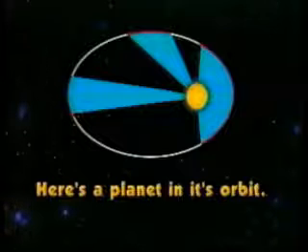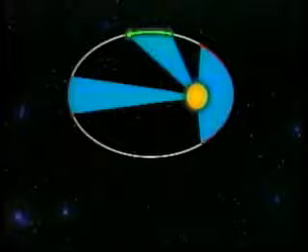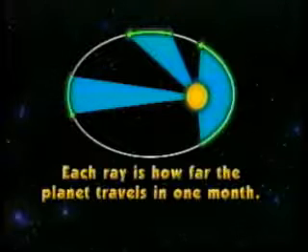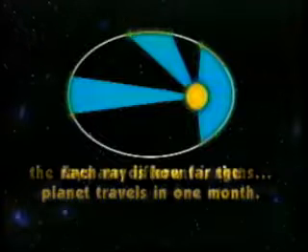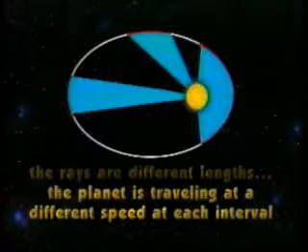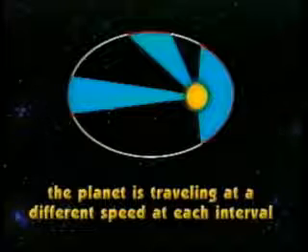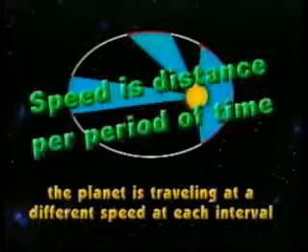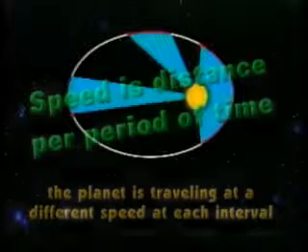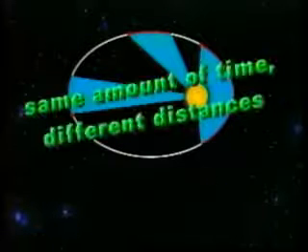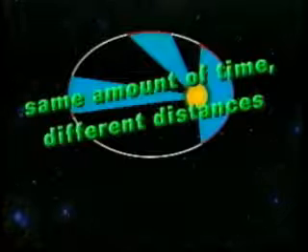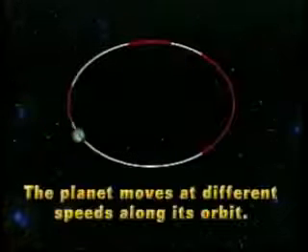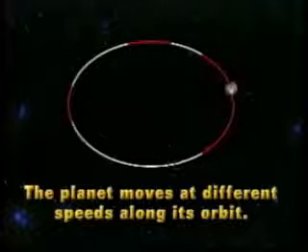Here's a planet in its orbit. We've marked 3 different places on the orbit. Each little ray is how far the planet travels in 1 month. The rays are different lengths, which means the planet is traveling at a different speed at each of those little intervals. Why do we know that? Because speed is distance per period of time, and in this case, the amount of time is the same, but the distances traveled are different, so the planet moves at different speeds along its orbit.